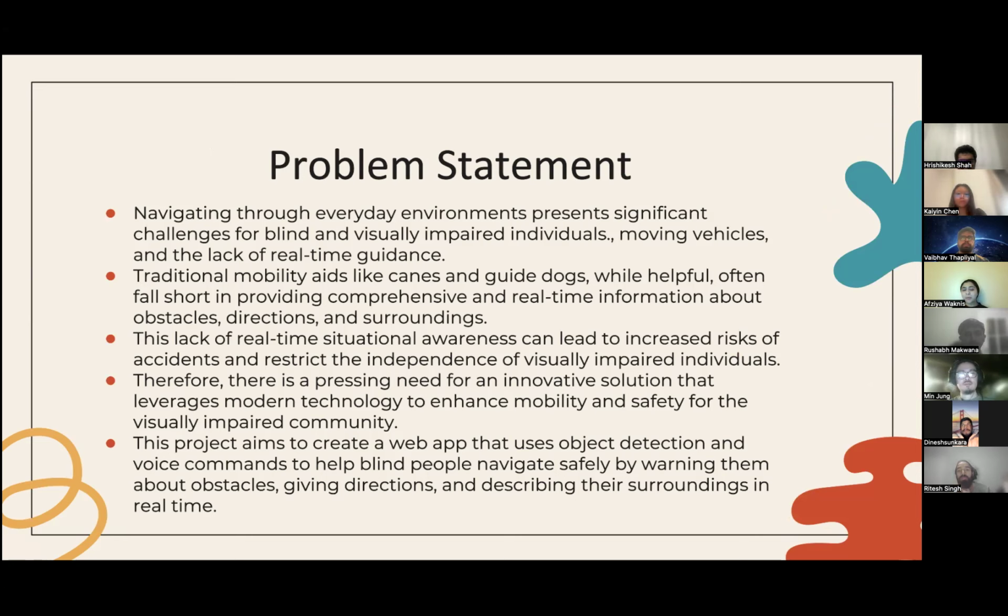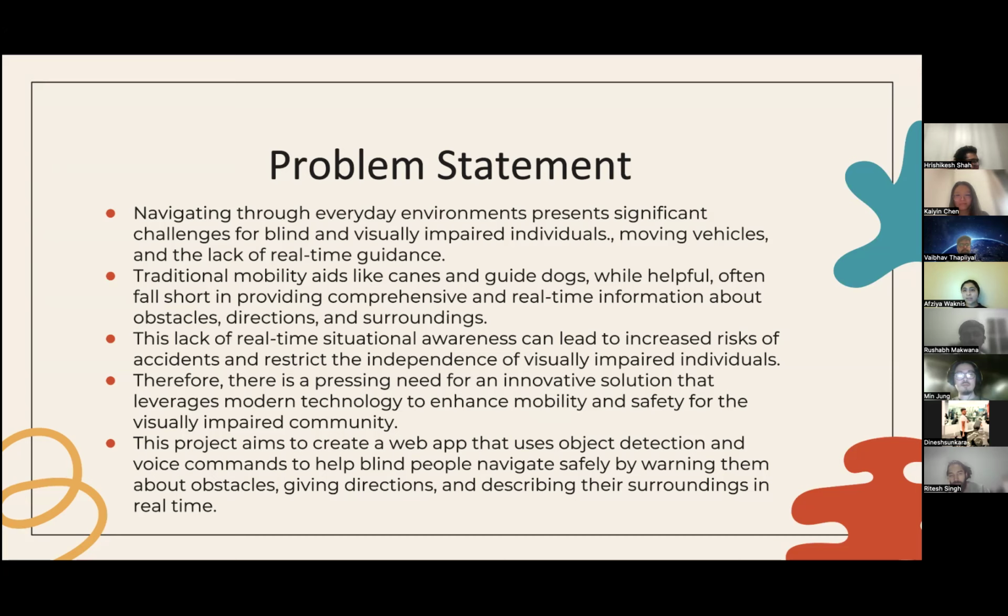So our problem statement is that navigating everyday environments presents significant challenges for blind and visually impaired individuals, like moving vehicles and lack of real-time guidance. Traditional mobility aids like canes and guide dogs, while helpful, often fall short in providing comprehensive and real-time information about obstacles, directions and surroundings. This means that blind and visually impaired individuals are frequently navigating without the full picture, leading to increased risk of accidents and restricting their independence.